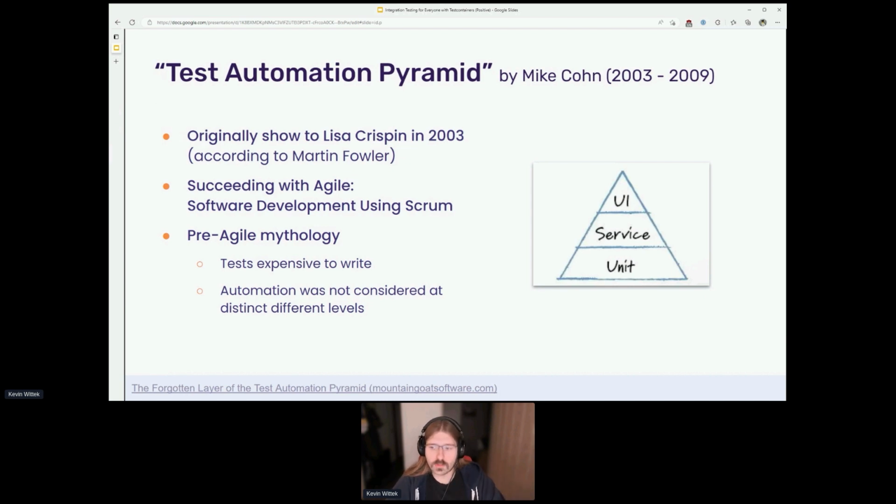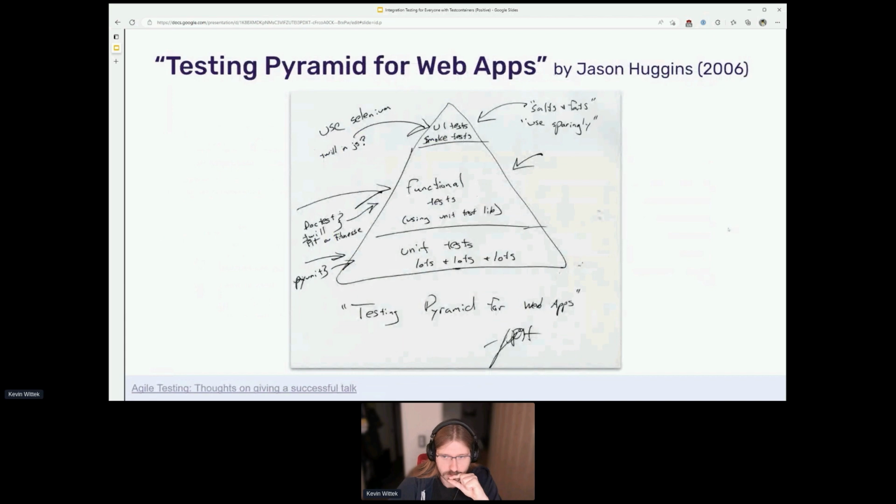And it was supposed to say, yes, some tests are expensive to write and maintain, like the UI test. That's why we just have some of them. But the unit tests are easy to write, cheap to execute. Let's have a lot of them. So this is a metaphor to also convince management that it's fine for developers to write tests.